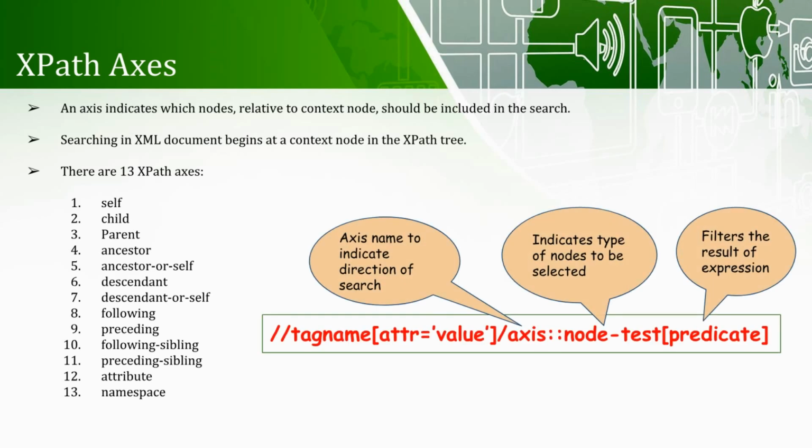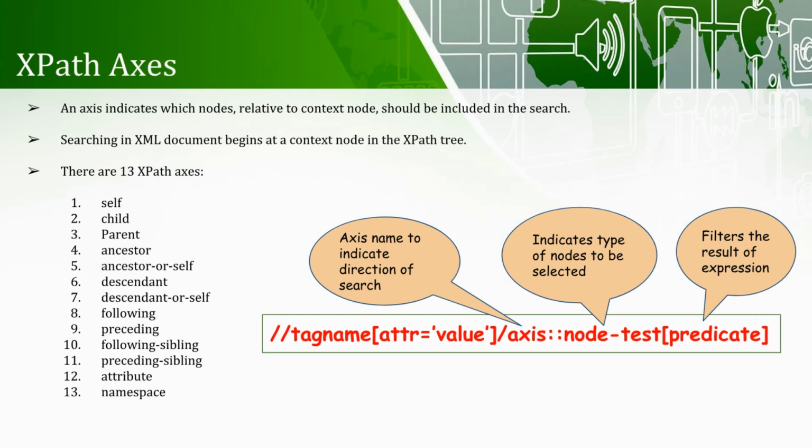Let's see the syntax for writing XPath axis. It is similar to the regular XPath that we write, just that we have something extra appended after the general XPath syntax. The syntax is // tag name attribute equals to value, / axis name, :: node test, and then predicate. So basically, tag name attribute equals to value. This first section will be deciding which node will act as your context node.